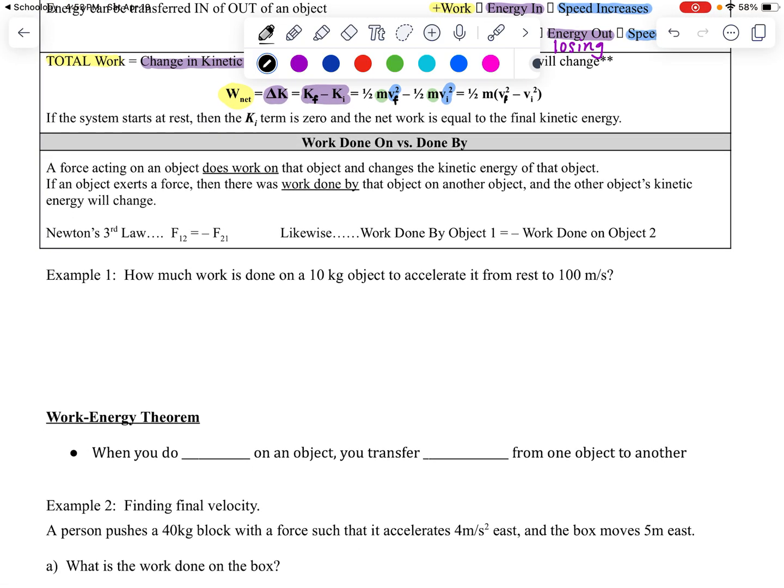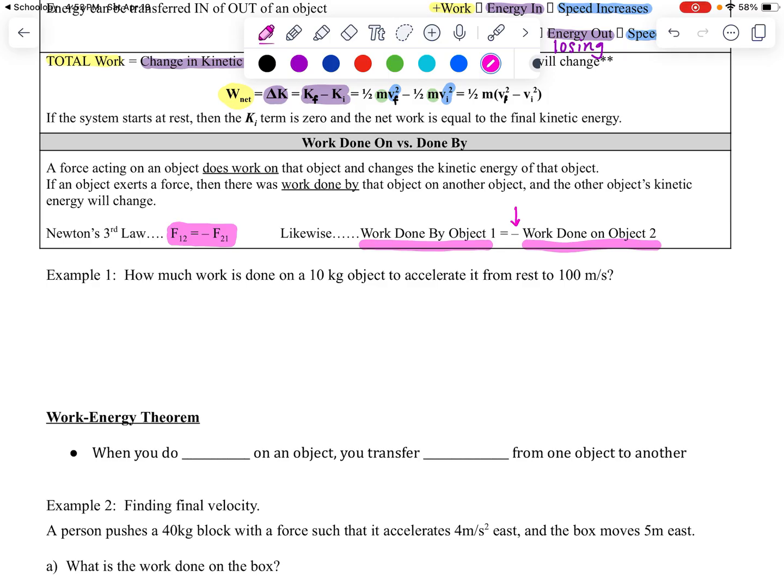So we also just want to remind you that Newton's law states that the force that you exert on an object, that object also exerts the same amount of force, but in an opposite direction, okay? So work done by object 1 is opposite of work done by object 2. I just want to point out that this one is negative, right? One is positive and one is negative.